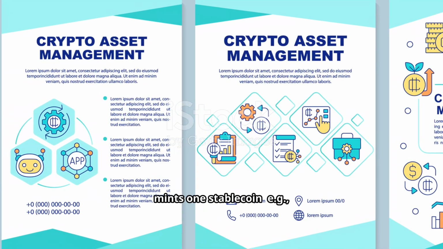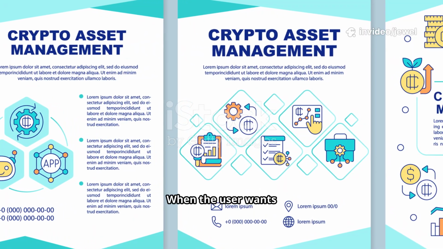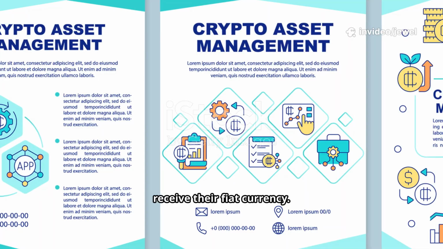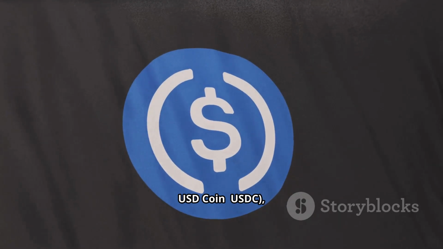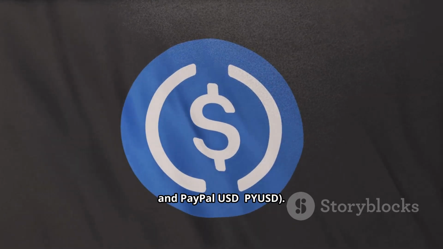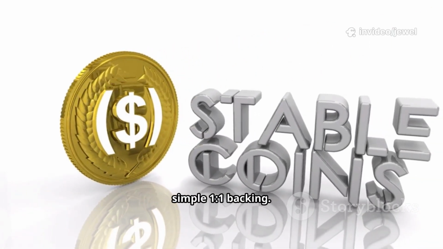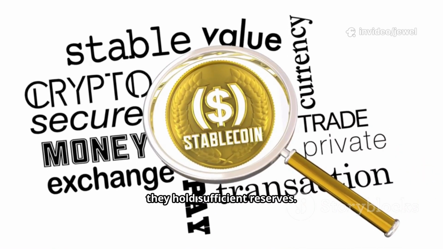one stablecoin, for example one USDC or one USDT, on the blockchain. When the user wants their dollar back, they burn the stablecoin and receive their fiat currency. Examples: Tether, USDT, USD Coin, USDC, and PayPal USD, PYUSD. Pros: high stability and user trust due to the simple one-to-one backing. Cons: centralized and requires users to trust the issuer's claims that they hold sufficient reserves.